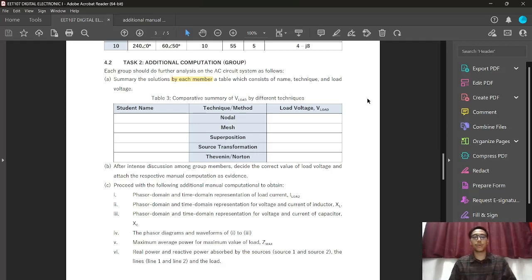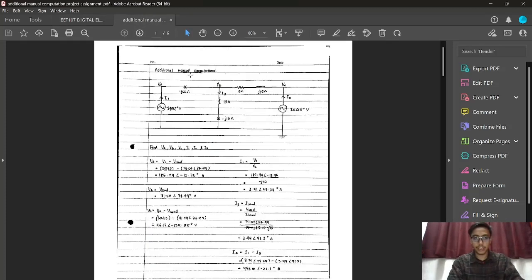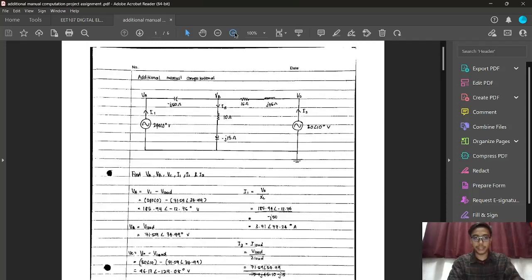DE220154. For this task, my group leader gave me Task 2, which is additional computation. This task has 6 questions, and I will explain the whole question. This is the solution of the additional manual computation.